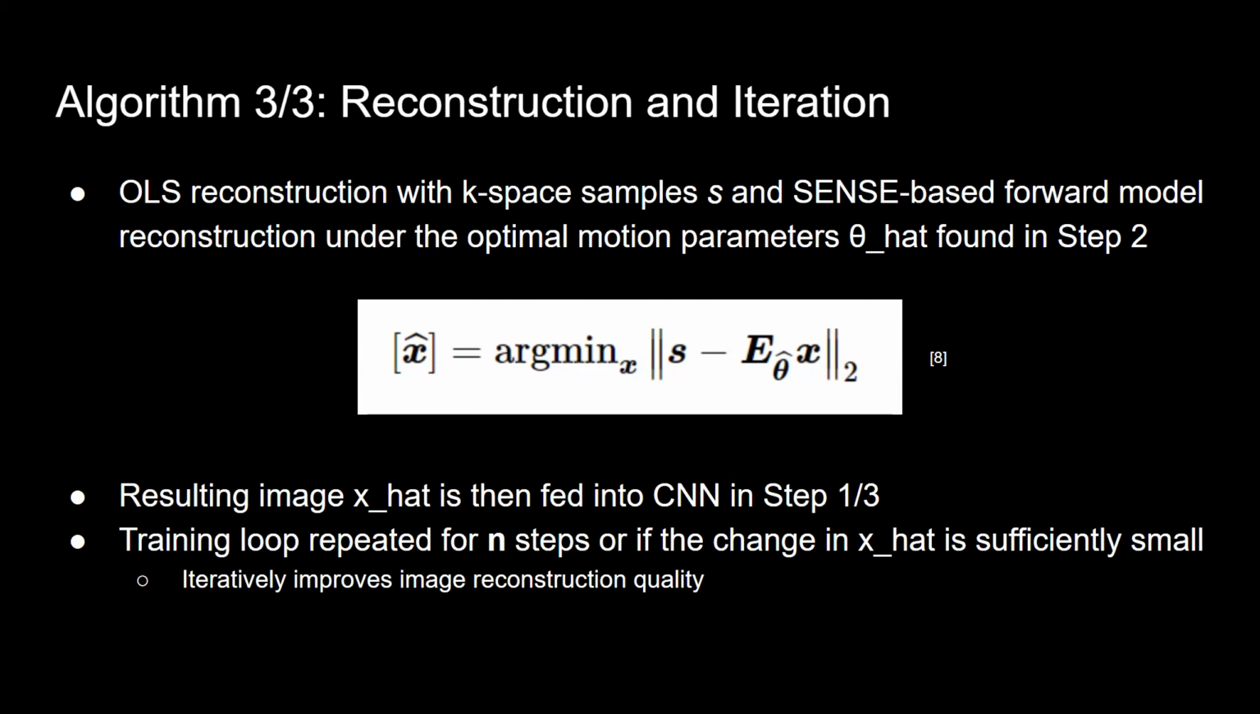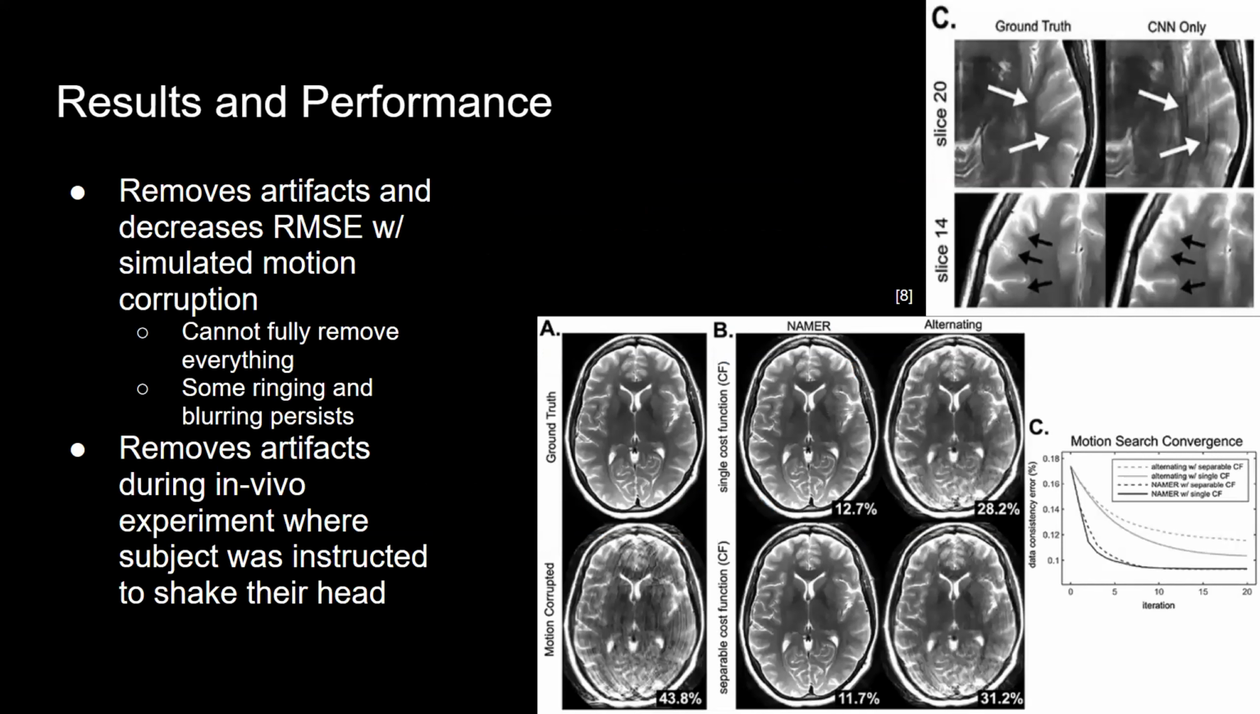Next slide. It turns out that they trained and tested this on two types of data, both synthetically motion corrupted data and also real in vivo data. And in both cases, it was able to significantly remove artifacts and also decrease error in the reconstruction. It can't fully remove everything. There's still some ringing and blurring, but as you can see in the left-hand column of the bottom image, for something that has severe corruption at about 43% error, in the second column, we got it down to about 11 or 12% error. And it also converges way faster than other methods.